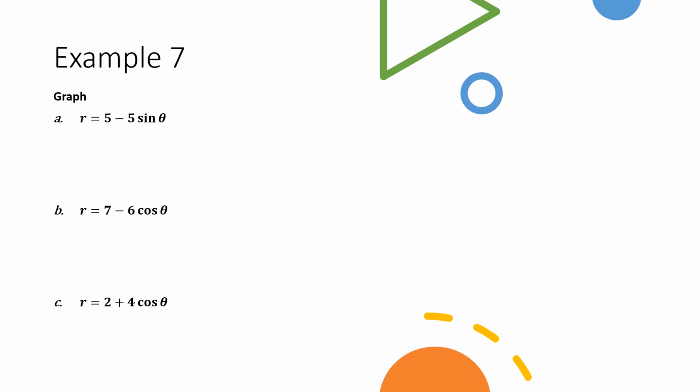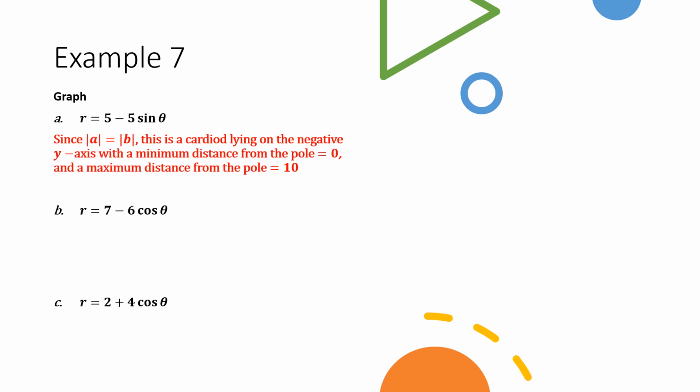All right, so the next example, we're graphing r equals 5 minus 5 sine theta, r equals 7 minus 6 cosine theta, and r equals 2 plus 4 cosine theta. The first one, I know since a and b are the same number, it's a cardioid, and I know it's lying on the negative y-axis since sine is negative. And I know that the minimum distance from the pole is 0 since 5 minus 5 is 0, and the maximum distance from the pole is 10 since 5 plus 5 is 10. Remember, the pole is just your origin. All right, and so here's our graph of our cardioid. We call it a cardioid because it kind of looks like a heart.